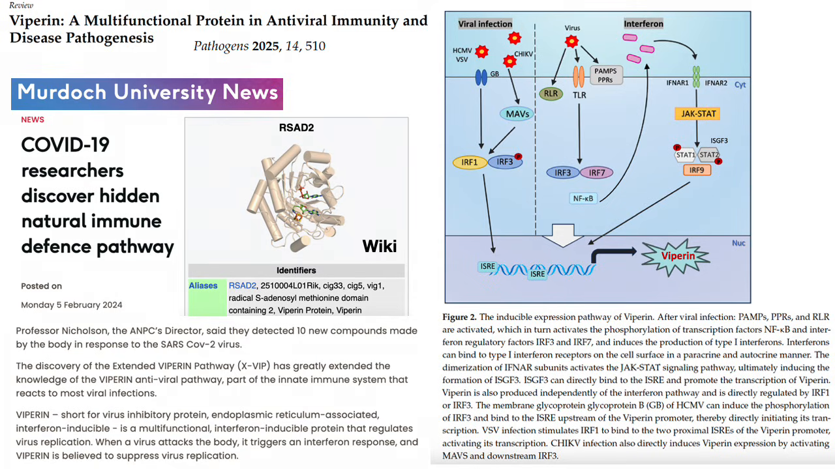Viperin is short for virus inhibitory protein, endoplasmic reticulum associated interferon inducible. That is the extended term for the protein, and it is abbreviated viperin. Viperin is a multifunctional interferon inducible protein that regulates virus replication. In other words, it suppresses viral replication. When a virus attacks the body, it triggers an interferon response, and viperin is believed to suppress viral replication.